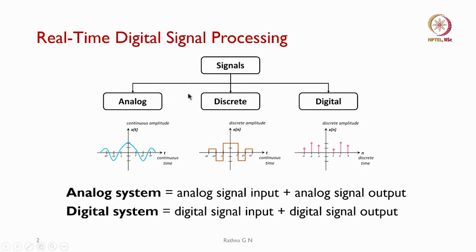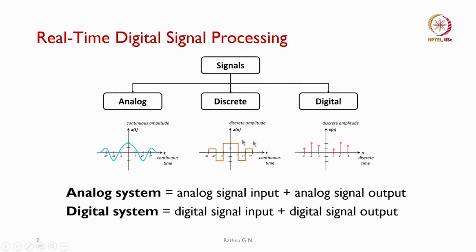The first part is the analog signals. So, what you will be seeing is the continuous signal. You will be seeing that the amplitude is continuous as well as the time is going to be continuous. So, coming to the discrete signals, how it is going to be represented is shown in this figure.